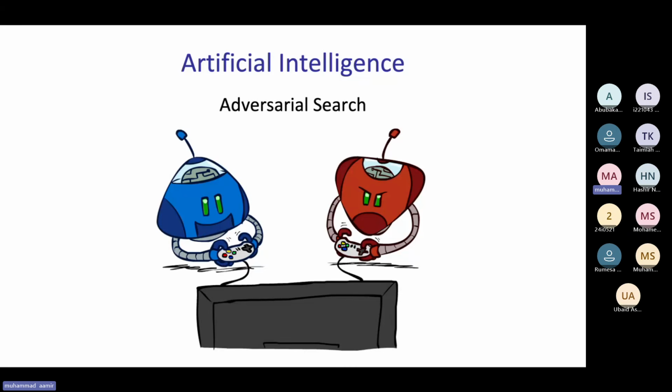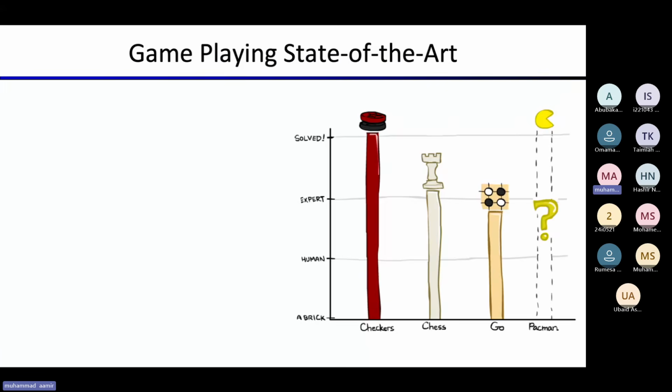So adversarial search is basically, we can also call this the game search algorithms, because this is very interesting. You will see these searches are mostly used to program the simple or even complex games that we play on computers. Getting started, these are some examples of games: checkers, chess, Go, and Pac-Man. On the x-axis, you are seeing the games, and on the y-axis, you are seeing the different levels in the games: a brick level, human level, expert level, and solved. I will tell you the details about these levels.